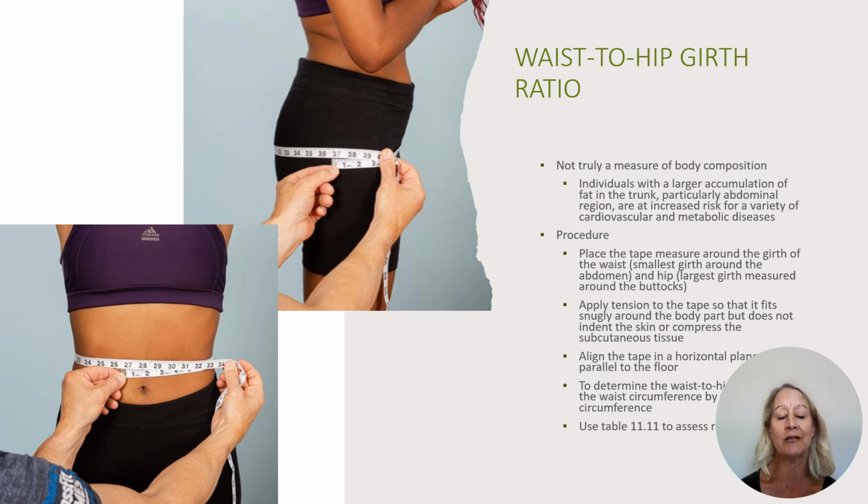Then you're going to calculate the ratio. So you divide the waist circumference by the hip circumference to obtain the waist to hip ratio. And you can see the formula is waist to hip ratio. You're going to take waist circumference, divide it by hip circumference. The ratio can be expressed as a decimal or as a percentage.